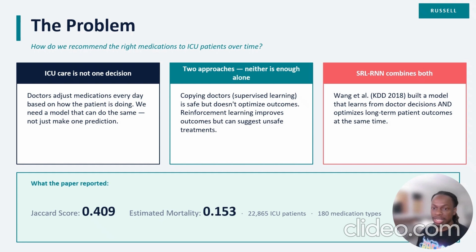SRL-RNN is interesting because it combines both ideas. The original paper reported a Jaccard score of 0.409, which became our main benchmark.